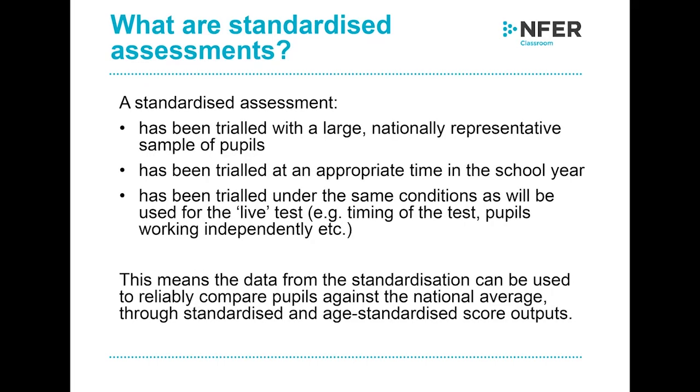Okay, so what are standardised assessments? A standardised assessment, firstly, has been trialled with a large nationally representative sample of pupils. Now, what does this mean? This means that the trial that takes place before the tests are published takes place with a large number of pupils, usually around 1,200 per test, and with a large number of schools. And it's important those schools are from a range of regions, a range of school types, and a range of Key Stage 2 performance bands.